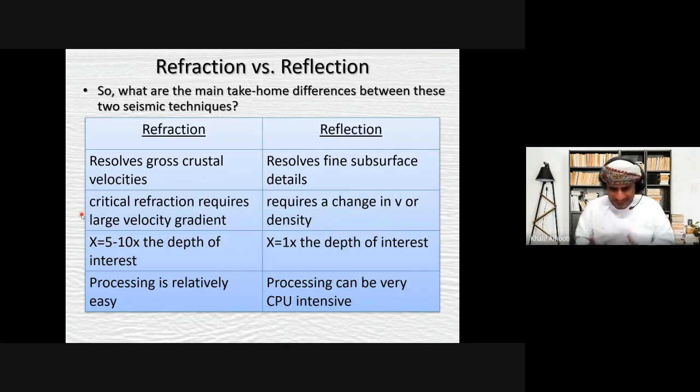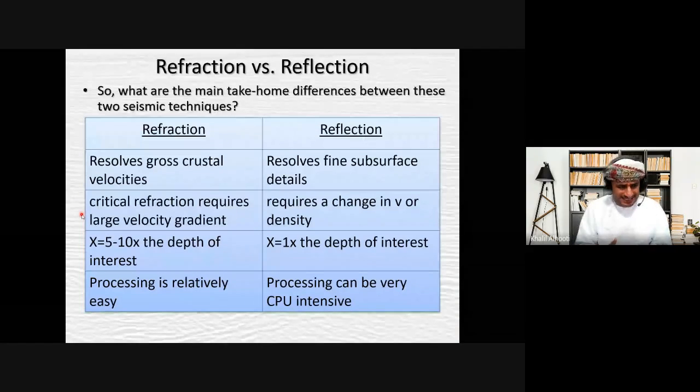And for very deep layers, if you want to image them with the seismic refraction technique, your geophone and source must be in different countries. Whereas for reflection, no, they can be just adjacent to each other. The ray goes to the layer and reflects, and the source and receiver are near each other.